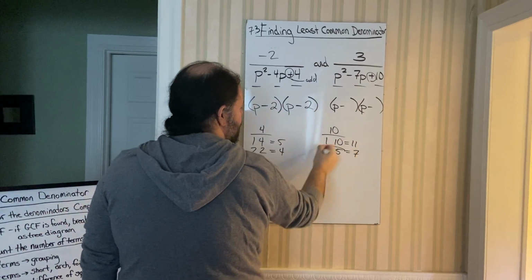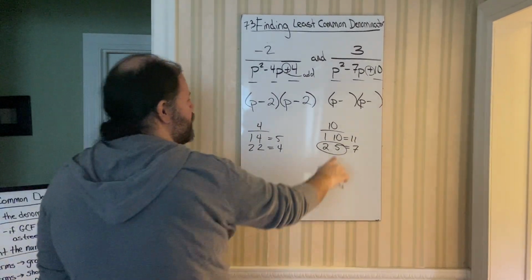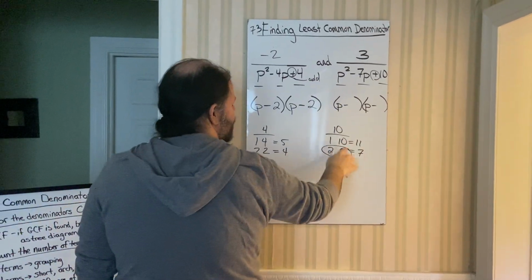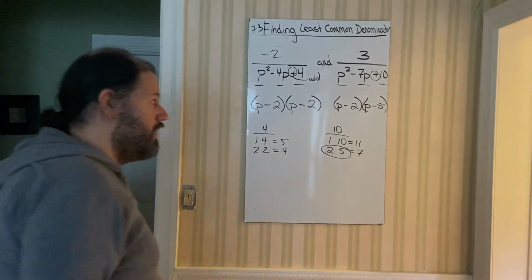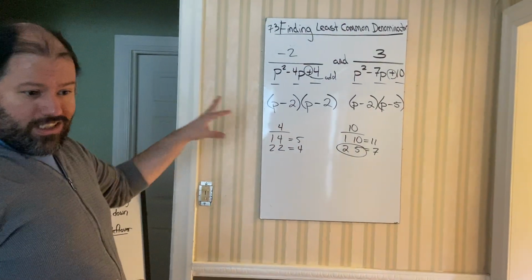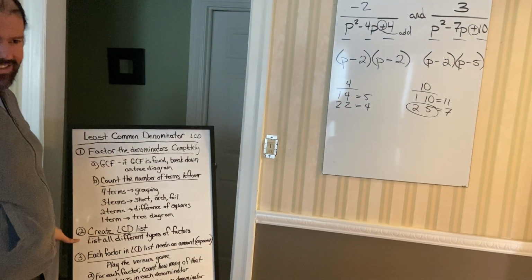Oops, we got a 7. So we're going to choose the 2 and a 5. And then finally, our last step, placement. Since they're both negatives, it doesn't matter who gets the 2 and who gets the 5. Now that I've factored each of the denominators completely, we have to create an LCD list.